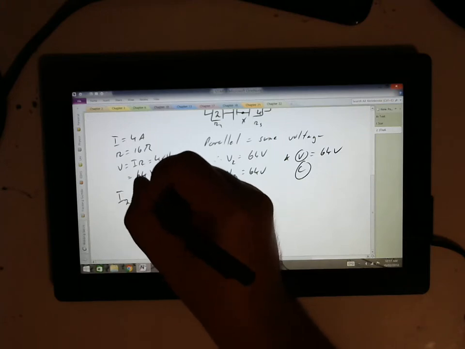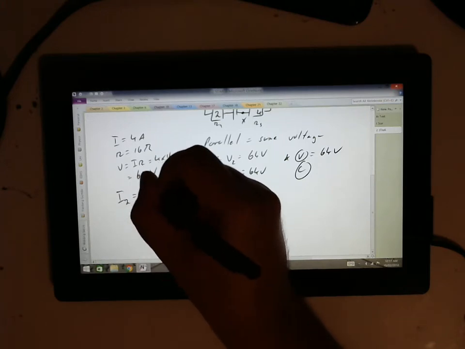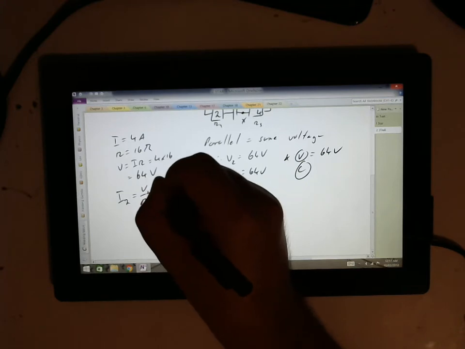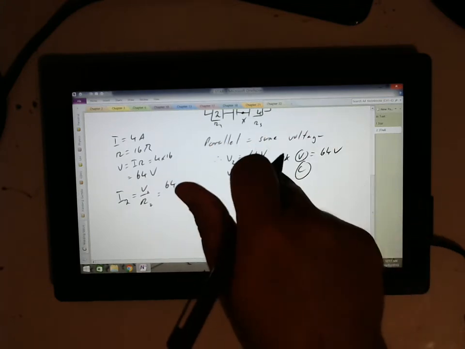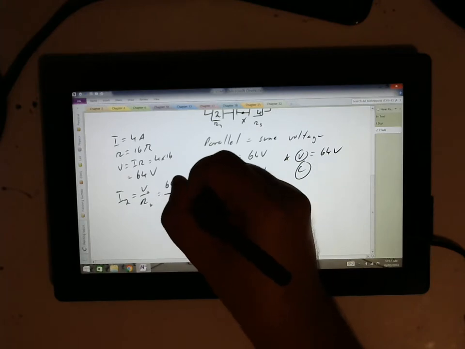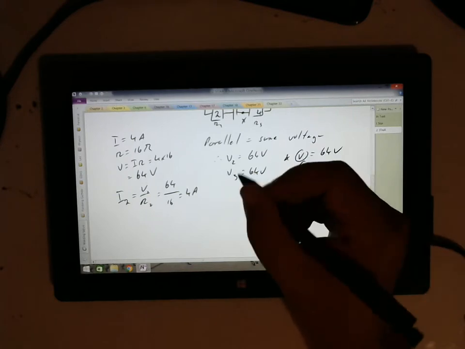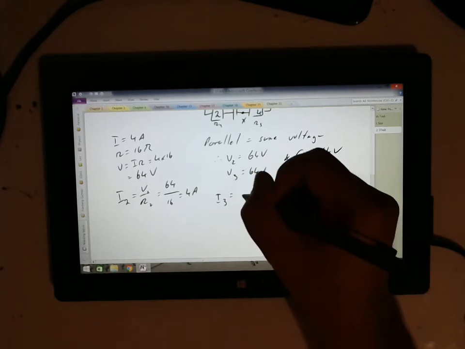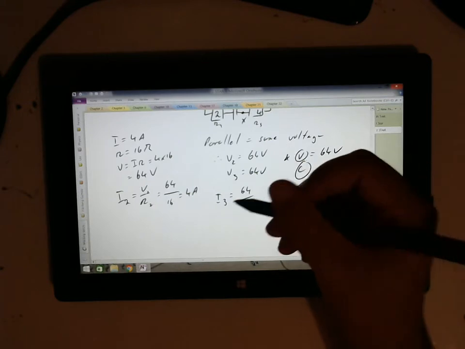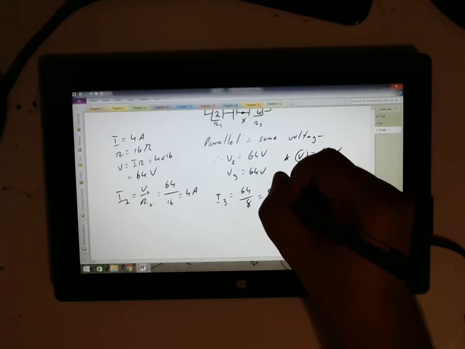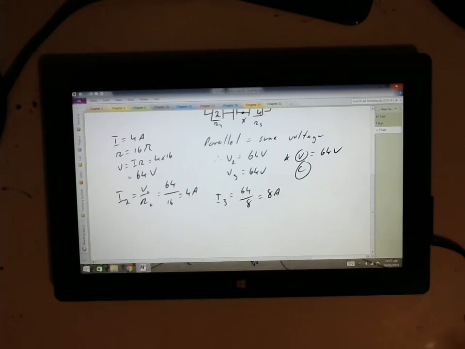So the current on 2 is going to equal voltage of 2 divided by resistance of 2, which we know is 64 because we worked it out over here, and we know the resistance is 16, so it comes out as 4 amps. When 2 resistors are in parallel and they have the same resistance, they're going to end up having the same current as well. I3 though is going to equal 64 divided by 8 because it's a different ohmage, which will then give us an 8 amp current going into it.